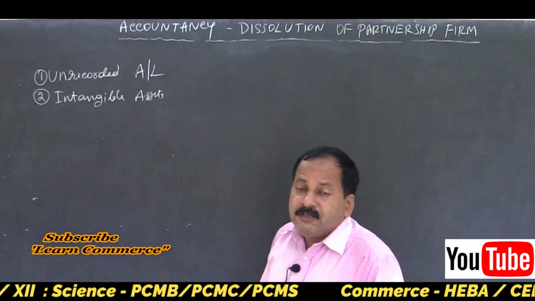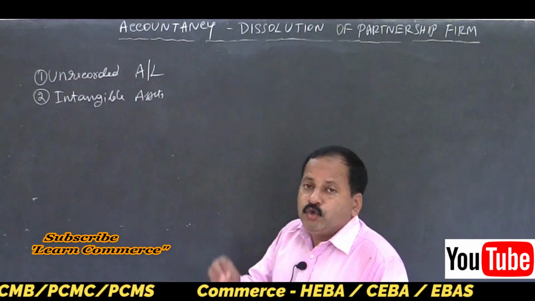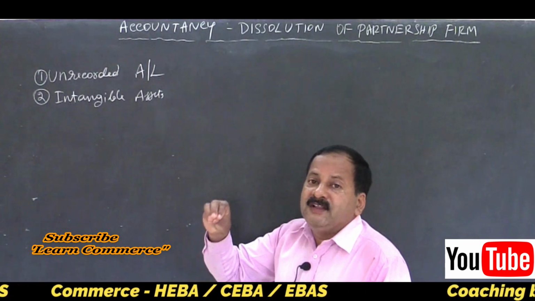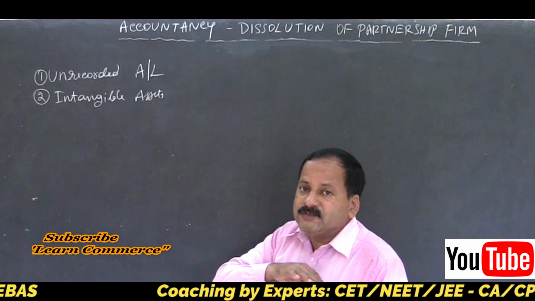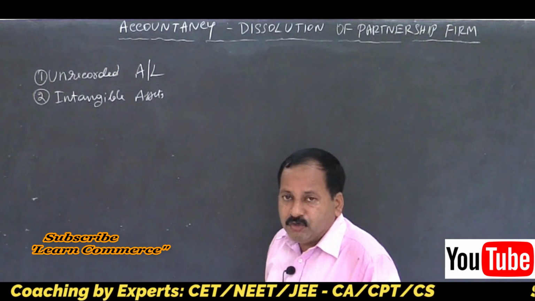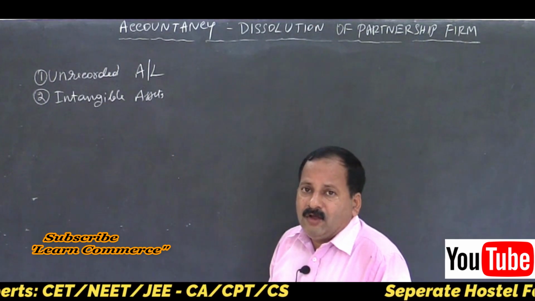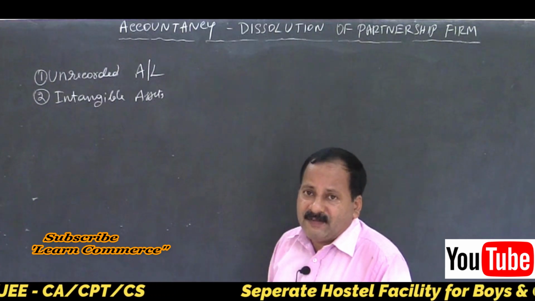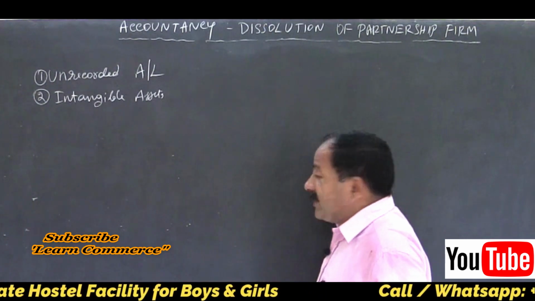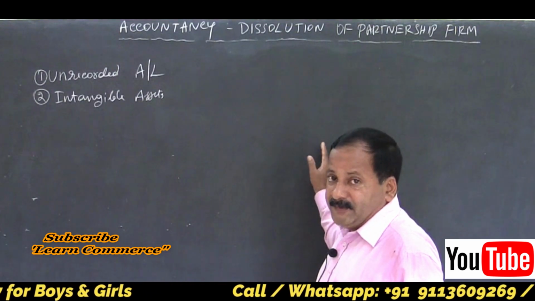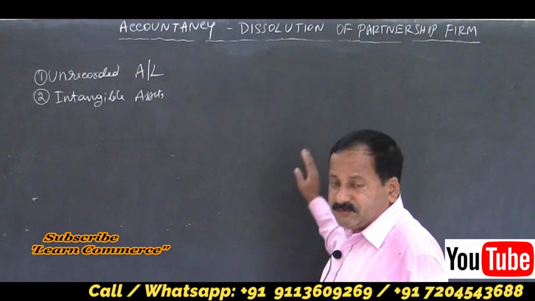Then what you have to do is assume that goodwill is sold for zero value. I mean, there is no value for goodwill. Goodwill is not sold at all, and you should simply ignore the goodwill. You should not record it on the credit side. Remember, that is what you have to do. Clear?